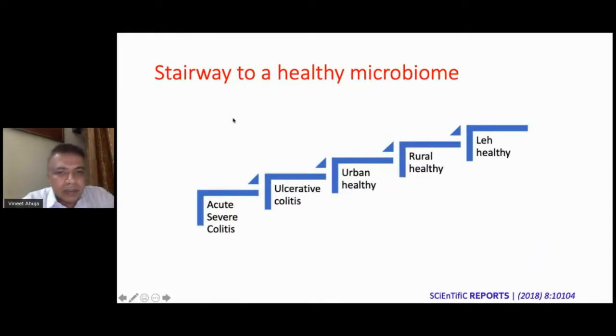So if I collect all this information together, there were distinct microbiome signatures in patients who had acute severe ulcerative colitis, patients who had mild ulcerative colitis, healthy people living in urban areas, healthy people living in rural areas, and healthy people living in high altitude areas. But again, it does not tell you that it is the cause of the disease. All it tells you is that, depending upon the situation, the microbiome may change. So probably if you transform the microbiome in a way that the signature changes from an acute severe colitis kind of microbiome to a healthier microbiome, the disease may also settle down.